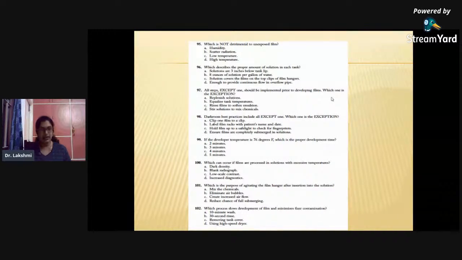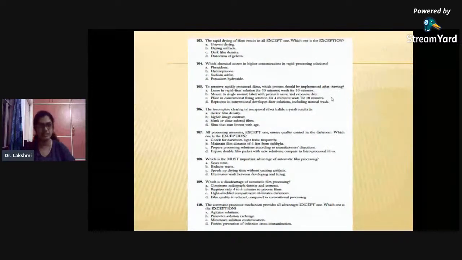102. Which process slows the development of film and minimizes fixer contamination? Option is B. That is 30 second rinse is done. Immediately after the development time, it is dipped into the water for a 30-second rinse. Why? Because we have to stop the process of developing, and fixer also should not be contaminated with the alkali solution because fixer is an acidic medium. So option for 102 will be B.